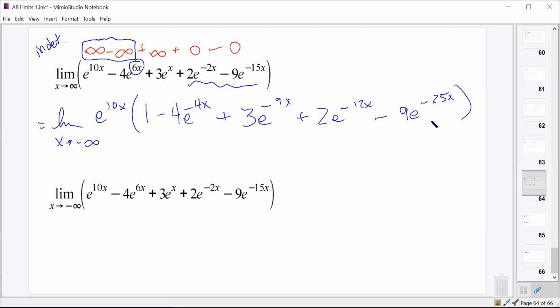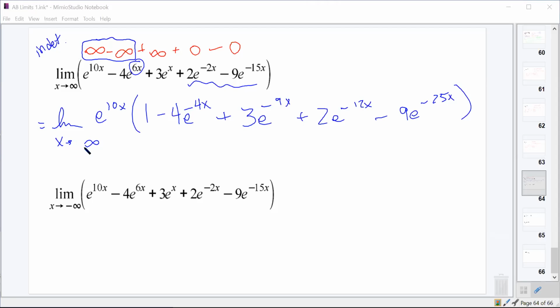Everybody okay with that? No? Is there a reason why x is now approaching negative infinity? Nope, there's not. I don't know why I did that. Maybe I just accidentally made a mark there. Who knows? It should definitely still be infinity. Thank you for catching that.